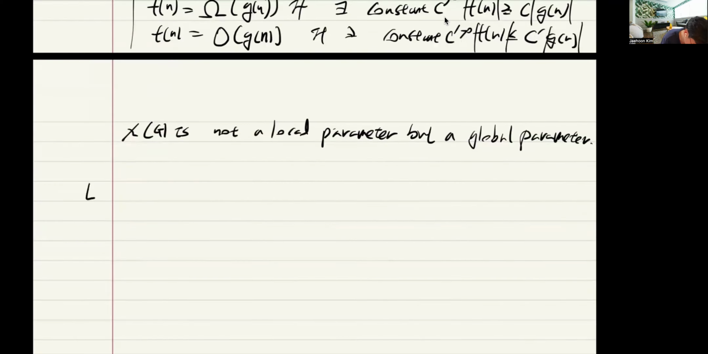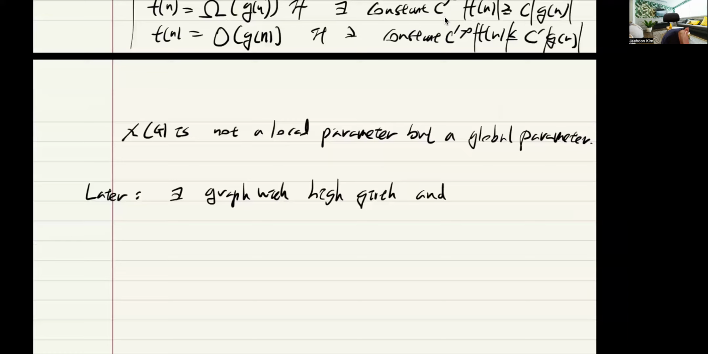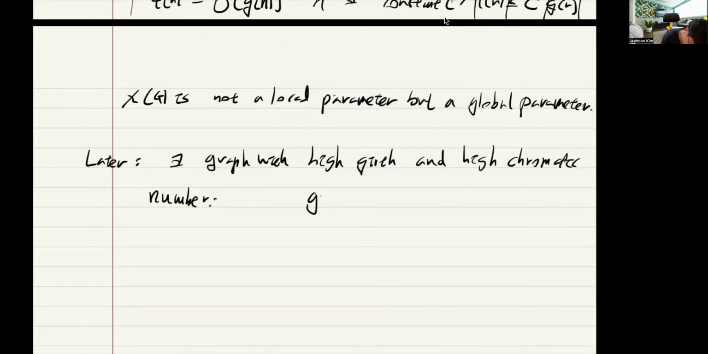Indeed, later we will show that there exists a graph with high girth and high chromatic number. So what is girth? Girth is the length of a shortest cycle in G.